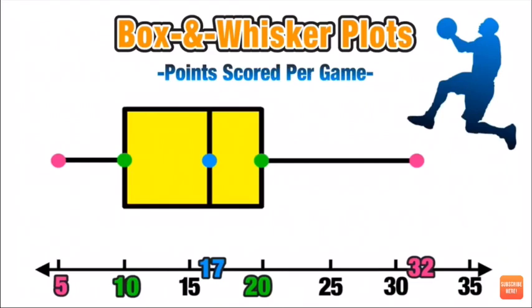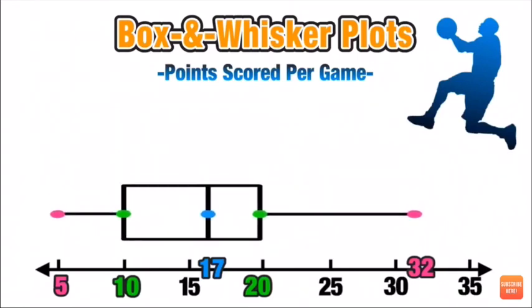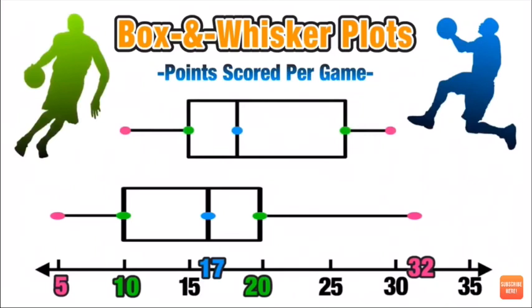And a coach can use this information to determine whether or not Jordan belongs in the starting lineup or on the bench. He can also use the box and whisker plot to compare Jordan's performance with the performance of other players.